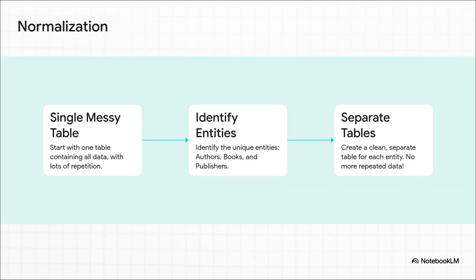And you can see how it works right here. It's actually pretty intuitive. You just look at that one big, messy table, and you pull out the distinct things in your data. For us, that's authors, books, and publishers. Then you give each one its own clean, separate table. And just like that, poof, Stephen King only exists in one single place. Random House only exists in one place. It's clean, it's efficient, and it is so much easier to manage.